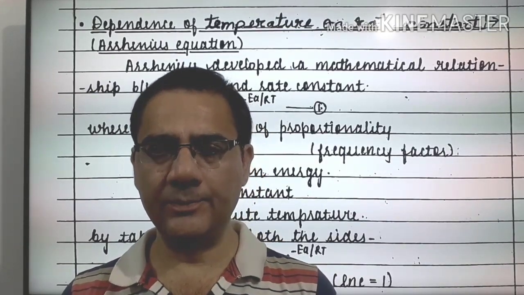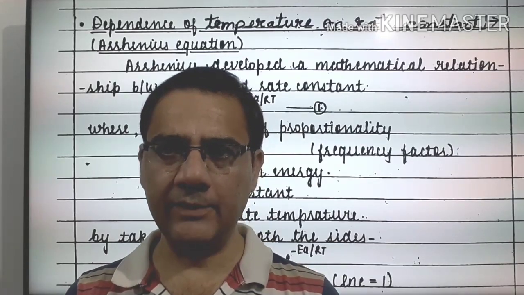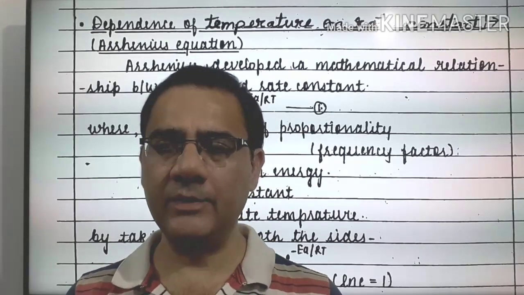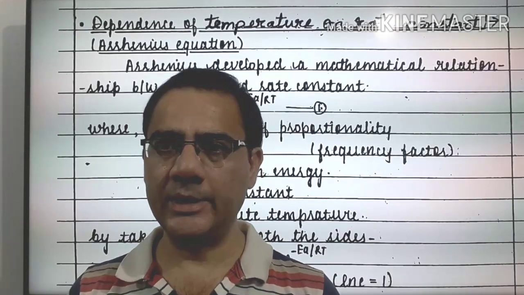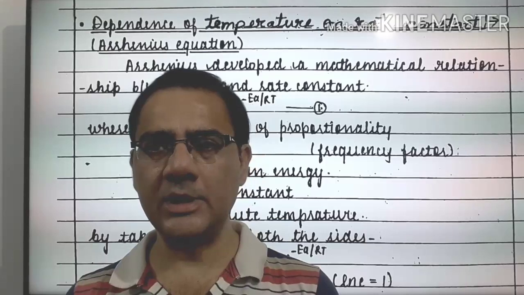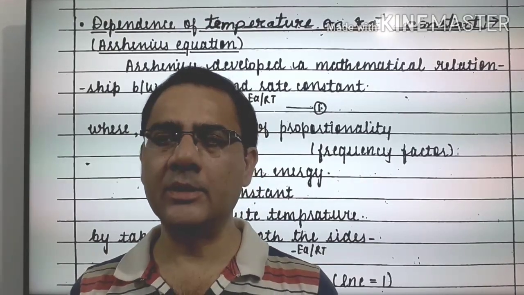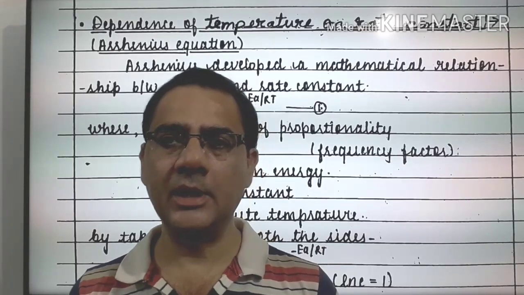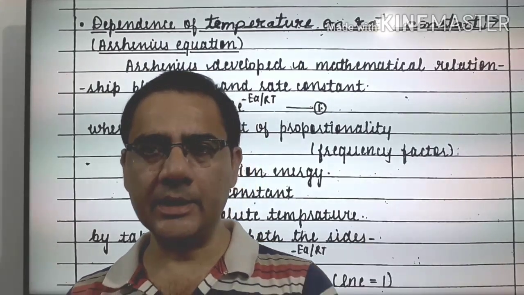Let's say, for example, the temperature of a reacting mixture is 300 Kelvin. So at 300 Kelvin the reaction is going on, and now we increase the temperature by 10 Kelvin. The temperature becomes 310. At 310 the value of the rate constant for that reaction becomes double in most reactions, but in some reactions nearly double.